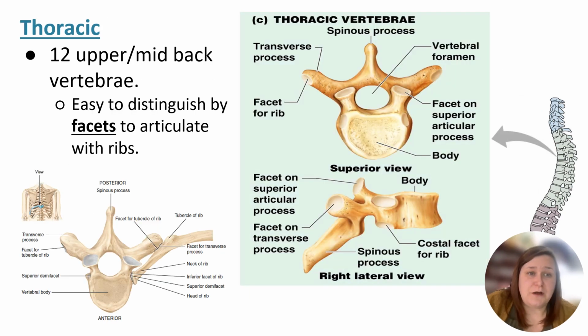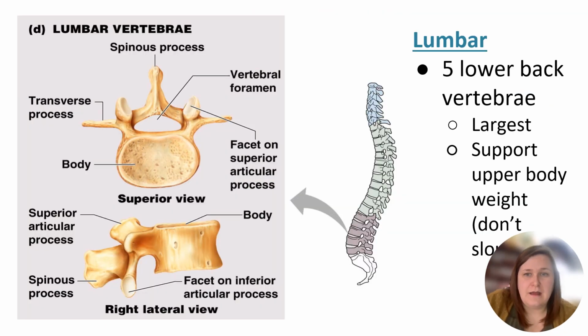We're going to have our 12 thoracic vertebrae. These are easy to distinguish because they have the facets that articulate with the ribs. So that's going to be these little flat sections right here. We are going to have 5 lumbar vertebrae. These are going to be in our lower back. These are going to be the largest, and they also support the upper body weight. So they're very, very strong.